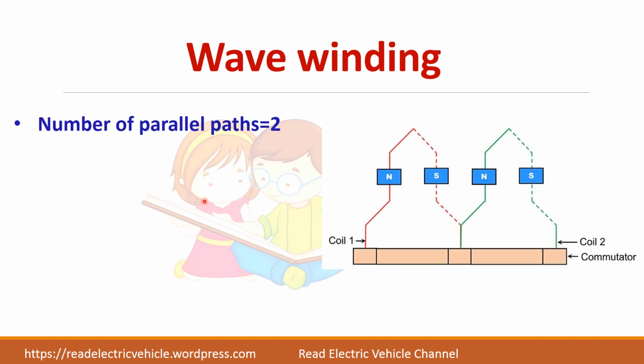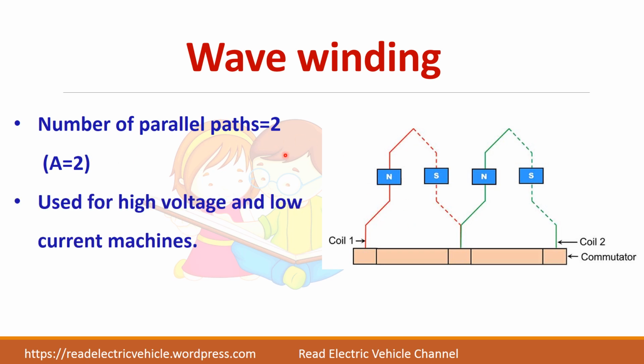In wave winding, you see here, one end of the coil is connected to one segment, whereas the other end of the coil will be connected somewhere else in the commutator segment. So here only 2 parallel paths will be there. In such cases it is used for high voltage and low current machines.